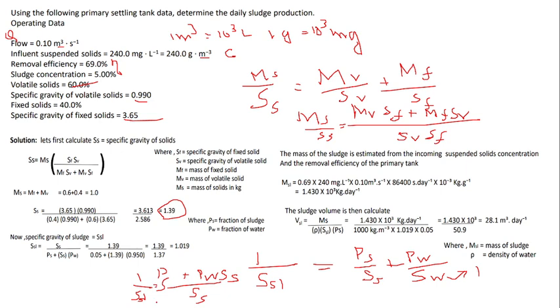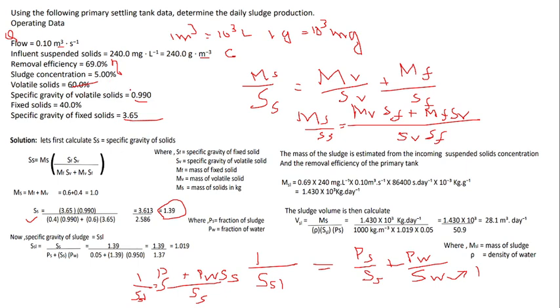To find it for sludge, just take the reciprocal. So that is given here as SS divided by PS plus SS into PW. Substitute all the known values. Just now we have found the specific gravity of solid, which is 1.39, and for the fraction of solid, we know the sludge concentration is 5%.